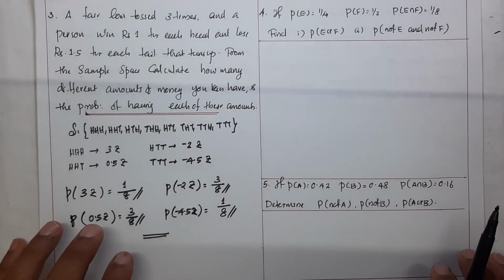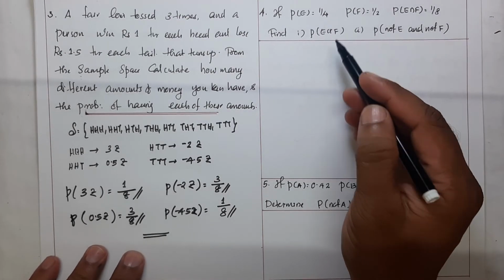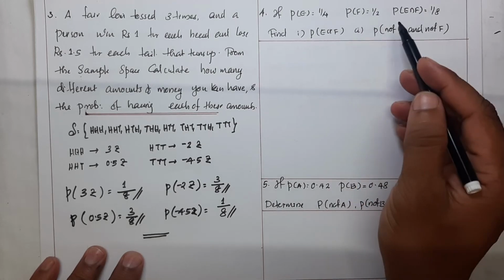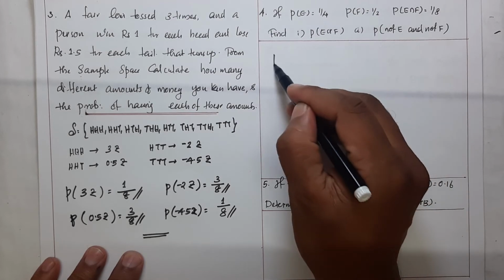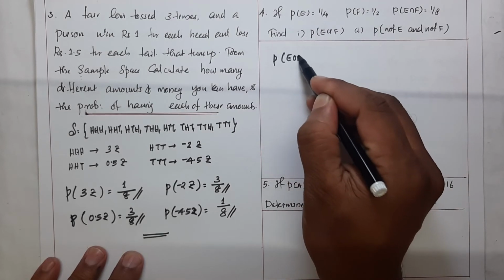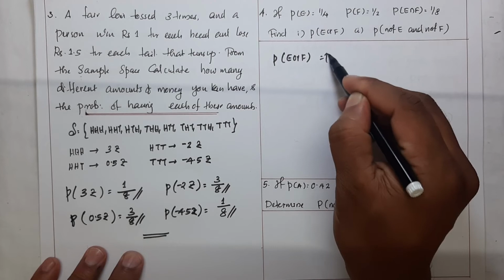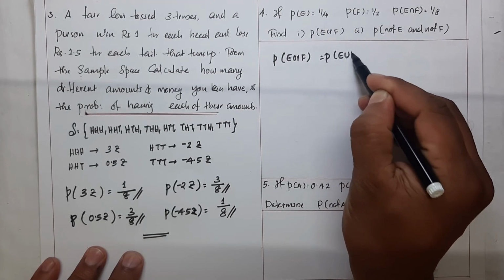Now here is one more question. Here given P of E is 1 by 4, P of F is 1 by 2, and P of E intersection F is 1 by 8. Find P of E or F. E or F means P of E union F.